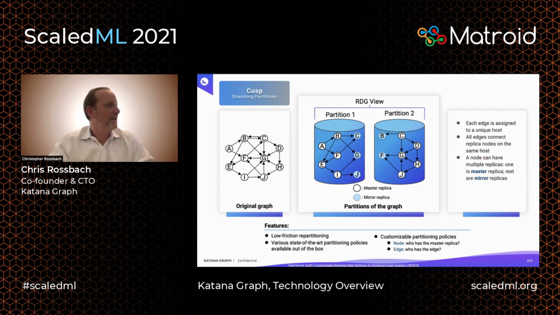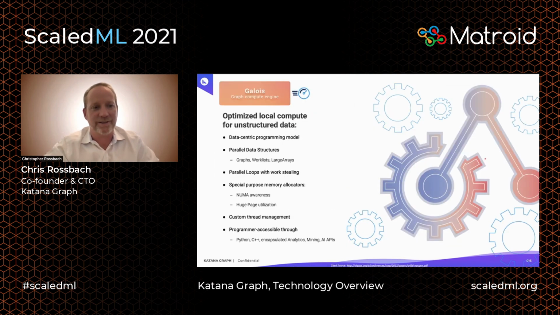So let's move on and talk about how we compute at each host in the cluster. And this is based on the technology we call Galois, which is the local graph computing engine. And it is optimized to compute over unstructured data in a data-centric programming model. What this means is, if you're familiar with parallel patterns libraries based on data structures, Galois is exactly this in a way that is specialized for graphs.